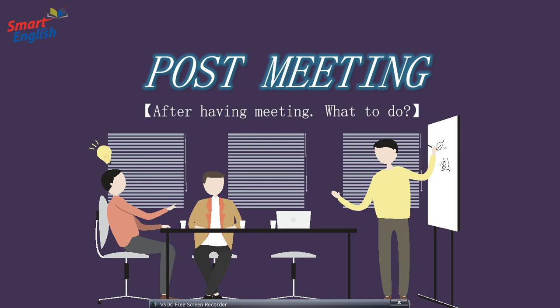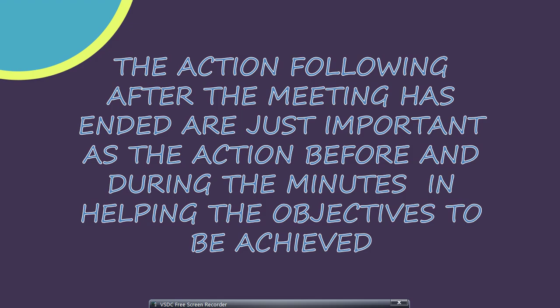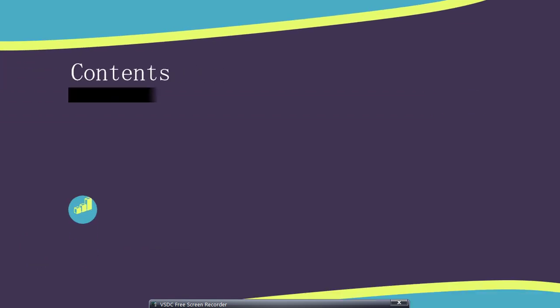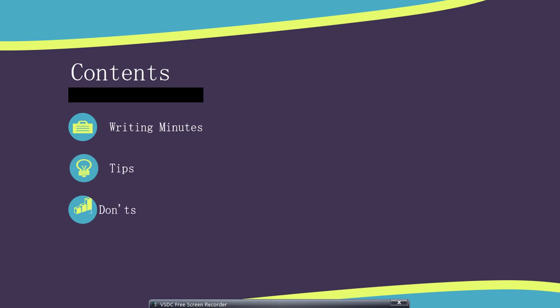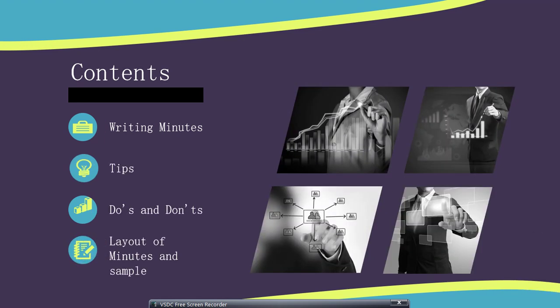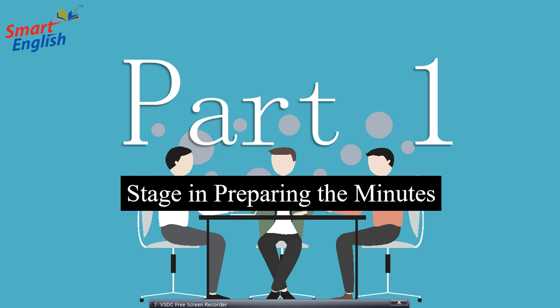Okay, today my group wants to present about post-meeting, which is what we have to do after the meeting has ended. The actions following the meeting are just as important as the actions before and during the meeting in helping the objective to be achieved. For this presentation, we have pointed out four contents: the first is writing minutes, second is tips, the third is do's and don'ts, and last but not least is layout of minutes and samples. Then we go to the first part of this presentation, which is stages in preparing the minutes.